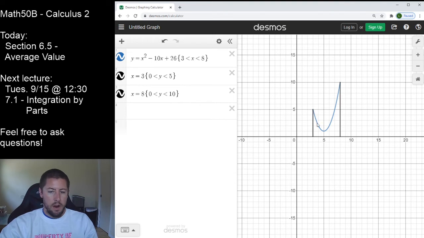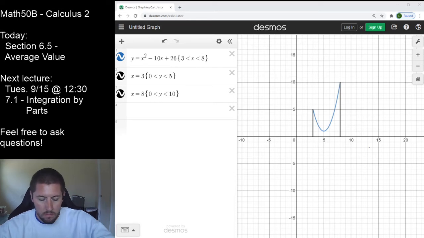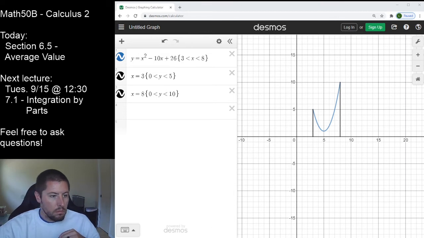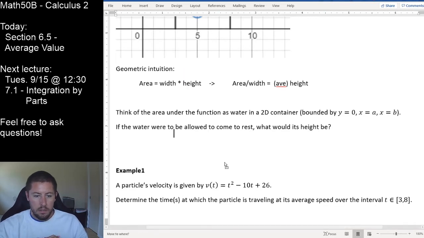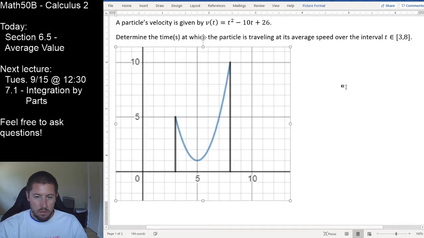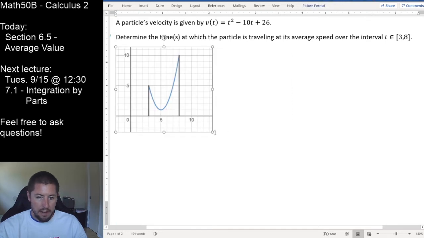What I want to know is, if I were to let this water come to rest, then what would the height be? And I'm picturing that we're going to see some height that's maybe down here at a height of like 3 or 4 or something like that. So I'm going to go ahead and just cut this out and drag it over into Microsoft Word here. Let's come back to Word. And so let me drag this guy down. So here's my Desmos clip right there. And this is kind of our guide for this problem.